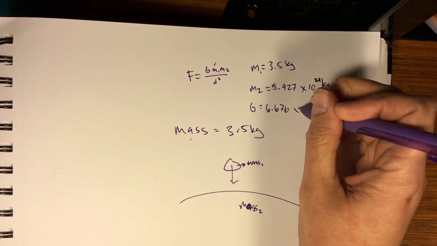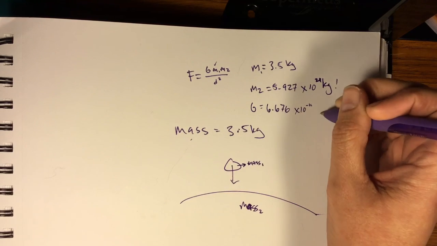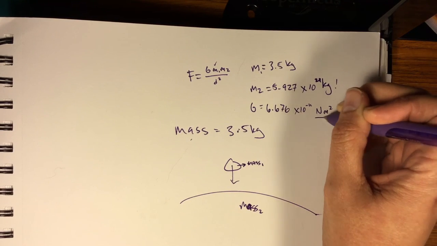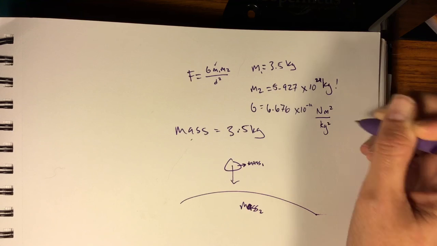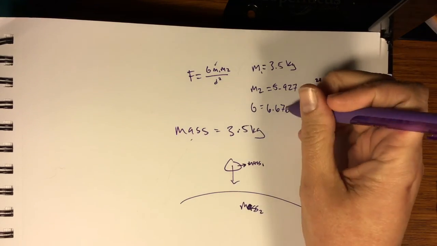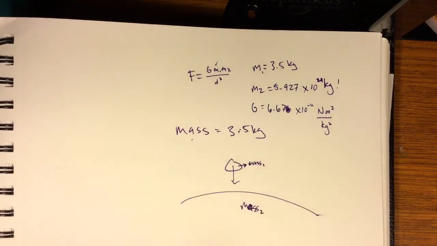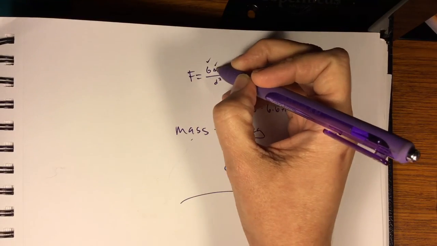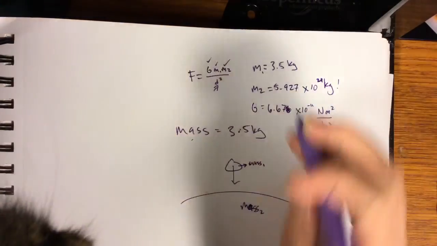6.676, I believe, times 10 to the negative 11th, and that's Newton meters squared per kilogram squared. Let me make sure I'm right about that. The gravitational constant. Yeah, 6.67 is what we're given. So 6.67 times 10 to the negative 11th. Cool. So we've got G, we've got mass 1, mass 2, and now we just need to know the distance.